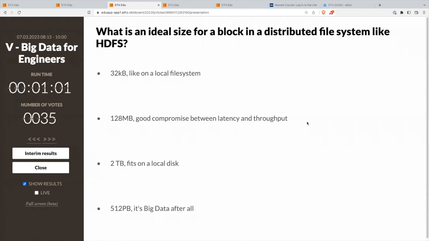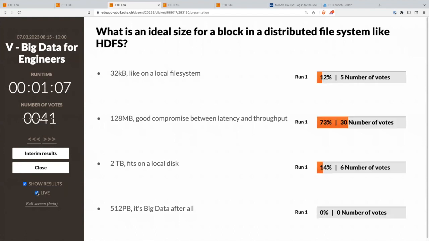You see, we have a majority. Is the majority correct? I see some more answers coming in. Yes, the majority is correct. It is indeed 128 megabytes. Let me come back to explain this.